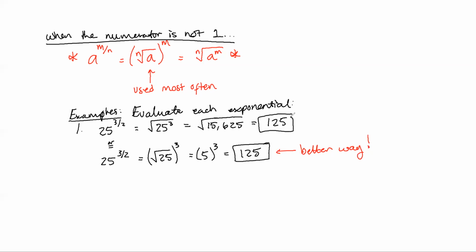So we get the same answer doing it two different ways. But notice the second way, you don't have to work with these really big numbers. You generally get to work with pretty nice numbers that you should know the square root and the cube of. So definitely stick with the middle option here.